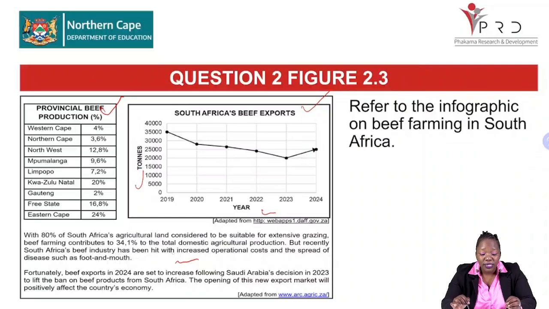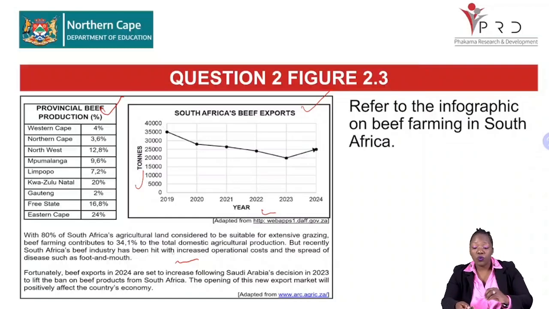But recently, South Africa's beef industry has been hit with increased operational cost and the spread of disease such as foot and mouth. Fortunately, beef exports in 2024 are set to increase following Saudi Arabia's decision in 2023 to lift the ban on beef production from South Africa. The opening of the new export market will positively affect the country's economy.